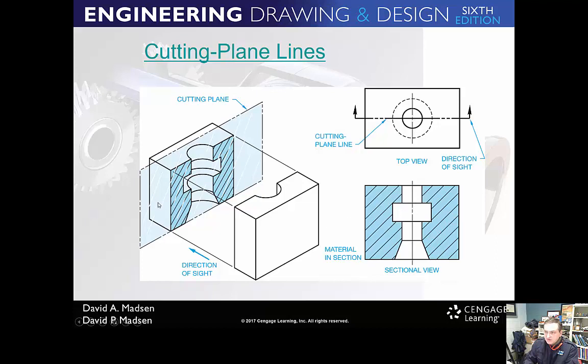So what we did is we did a full section. They cut it all the way across. Notice that the arrows are pointing away from it. I'm going to make a video on how to make the arrows correctly, or how I do it in AutoCAD, and you can go from there.